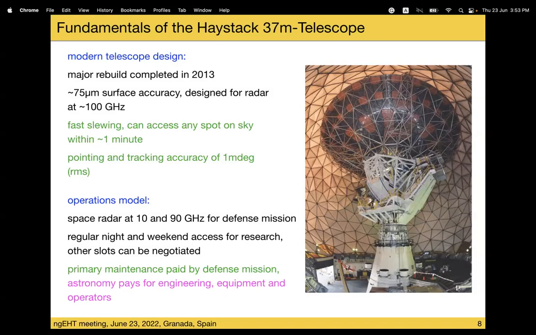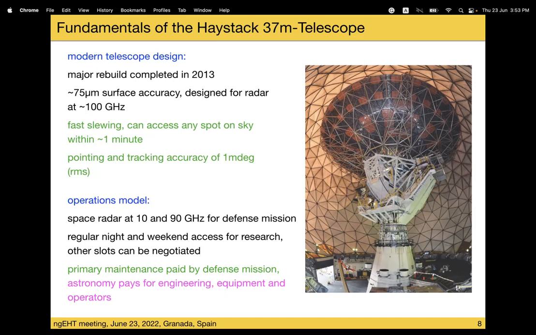And it's a very modern telescope design. It underwent a huge refurbishing effort completed in 2013, funded by the United States Air Force. It's got a new backup structure and a brand new surface, and 75 micron surface accuracy designed for radar operations up to 100 gigahertz.